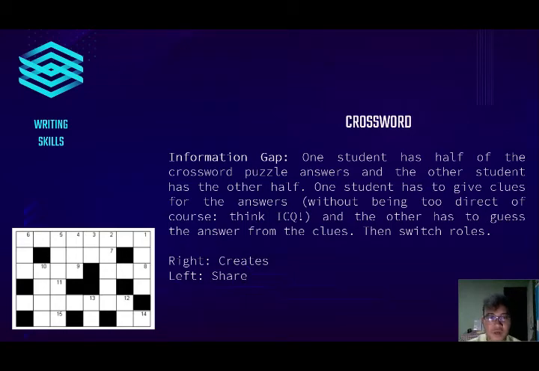Okay, so for the another crossword information gap, one student has half of the crossword puzzle answers and the other student has the other half. So in this game, it could be played by pair only. This is divided into two, into half. Then both students know the answers already, half of each. So they're going to compete with each other. They're going to play the game by giving clues. They're already given sentences and they're going to give clues to each other and try to guess what is the correct answer on each puzzle.